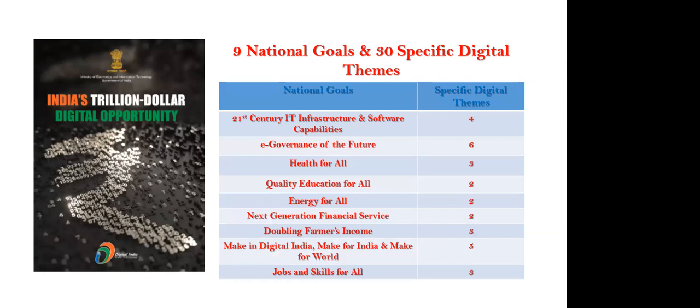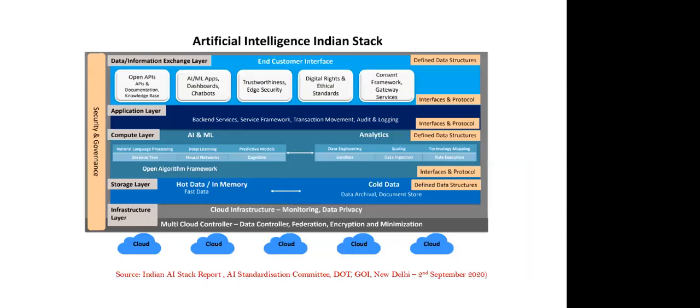4 in IT infrastructure and software capabilities, 6 in e-governance for the future, 3 in health for all, 2 in quality education for all, 2 in energy for all, 2 for next generation financial services, and 3 in doubling farmers' income, and 5 in make in digital India, make for work, and 3 for job and skill for all.